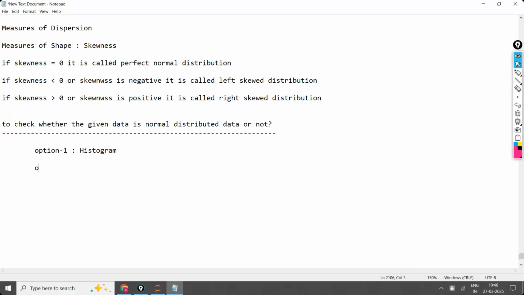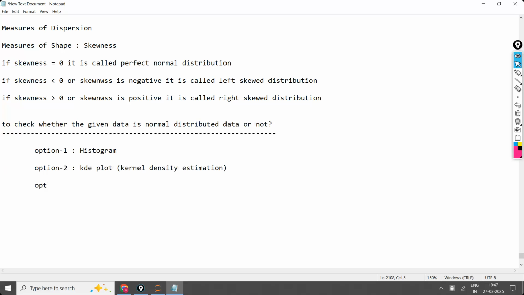Option number 2, by using the KDE plot. Today we are going to discuss the next plot, called the KDE plot. What does KDE plot mean? Kernel density estimation. What is this KDE plot? I'll explain; in a few minutes you will understand.